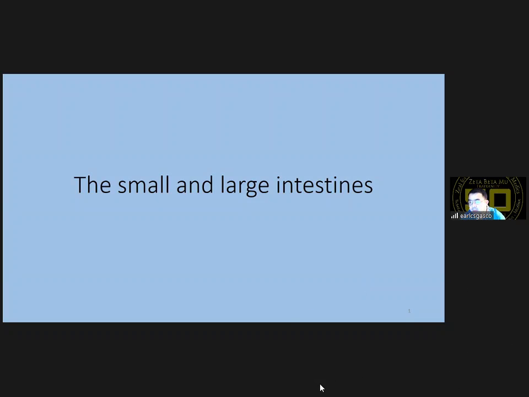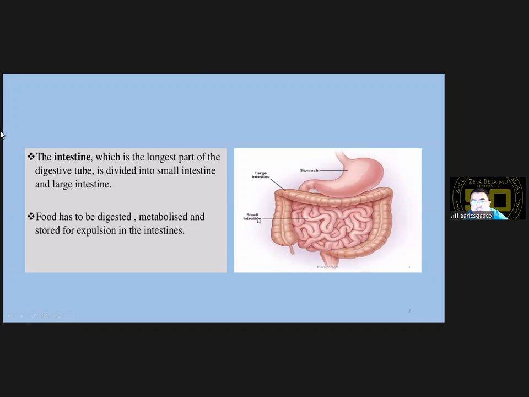Okay, so we'll start. So, the small and the large intestines. The intestines, which is the longest part of the digestive tube, is divided into the small and the large intestines. You had your discussion on the stomach already? Stomach and the esophagus? All right, good. So after it's been digested and metabolized in the stomach, it is now expelled into the intestines for further digestion and for propulsion along the GI tract.